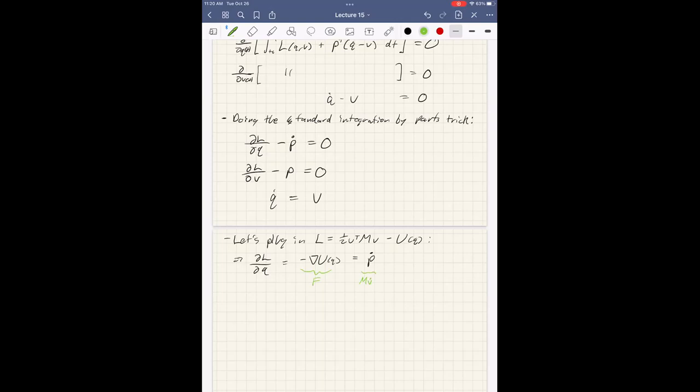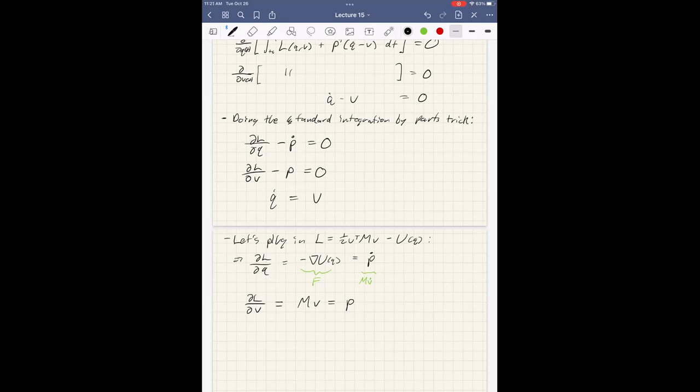How about the other one? What does the other one do? So when I do partial L, partial V, what's that equal? MV. And this says MV equals P. So what does this tell us? Yeah, so it tells us that the Lagrange multiplier that I introduced to enforce the kinematics is actually the momentum of the system. So this is like a deep thing, actually.